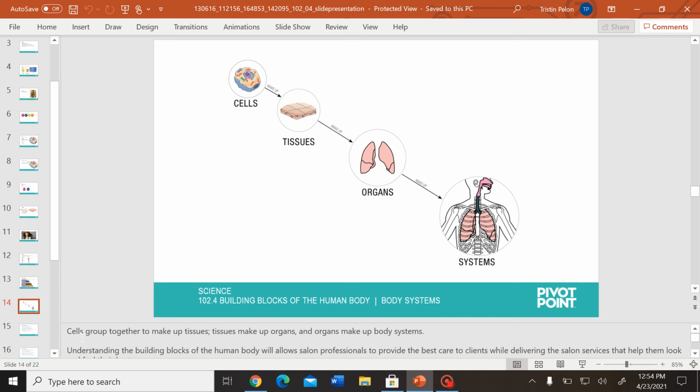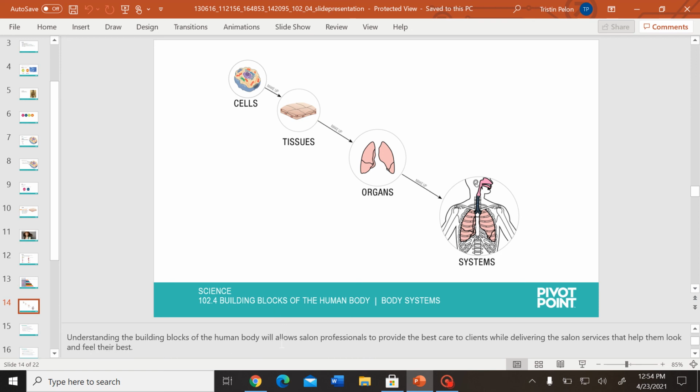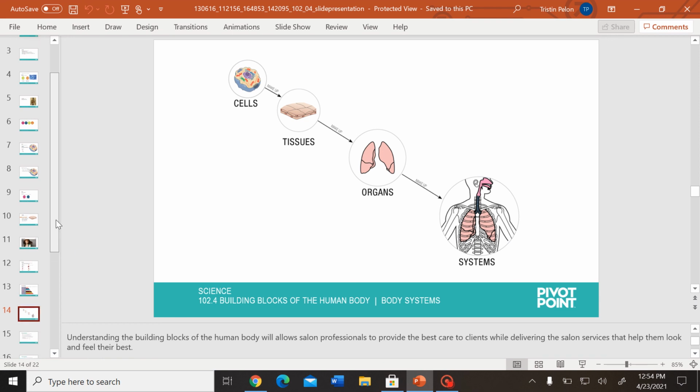So, to get a better understanding, cells group together to make tissues. Tissues will group together to make up organs. Organs make up our body systems. Understanding the building blocks of the human body allows salon professionals to provide the best care to guests while delivering the salon services that help them look and feel their best. So this is it for building blocks of the human body system.